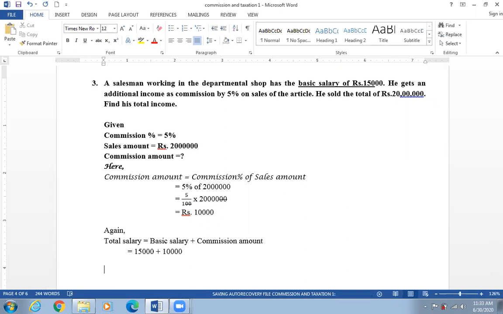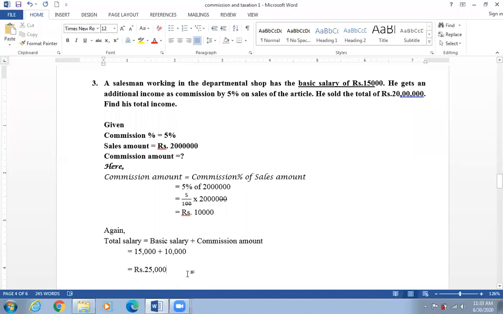10,000 rupees. That means altogether he is going to get, so 15,000 plus 10,000, 15,000 plus 10,000 is going to be 25,000. Okay, so this is the total amount he's going to get.